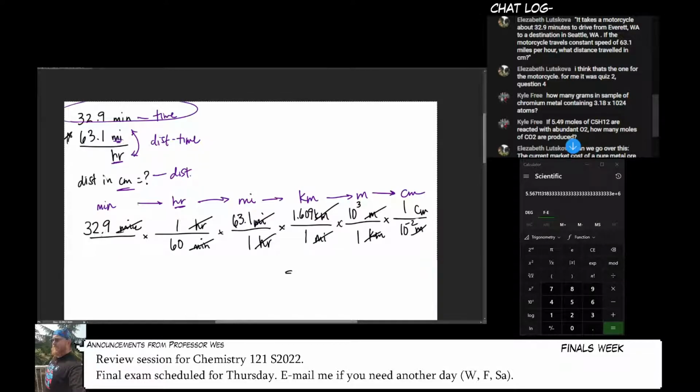I get 3 sig figs here. So this is 3 sig figs. This is exact. I get 3 sig figs here, 4. And then these are exact. So this is the smallest. So my answer should have 3 sig figs. So that would be 5.57 times 10 to the 6. There you go.